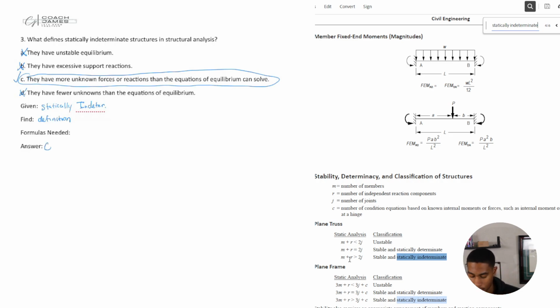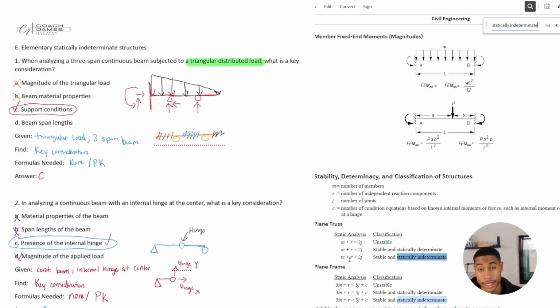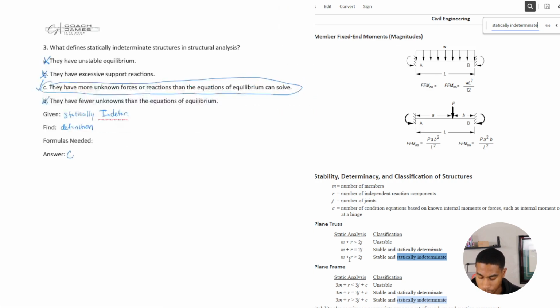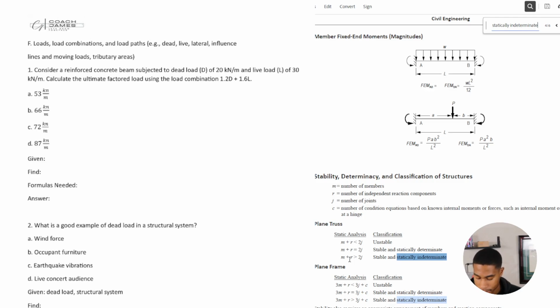All right. So this concludes the elementary statically indeterminate structures. Kind of some conceptual stuff there. In the next video, we're going to be looking more at loads, load combinations, and load paths. So I will see you in the next video.